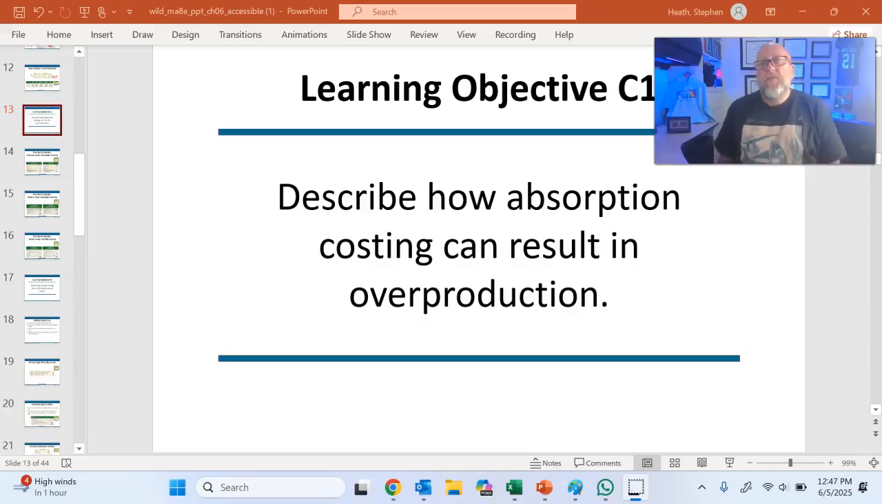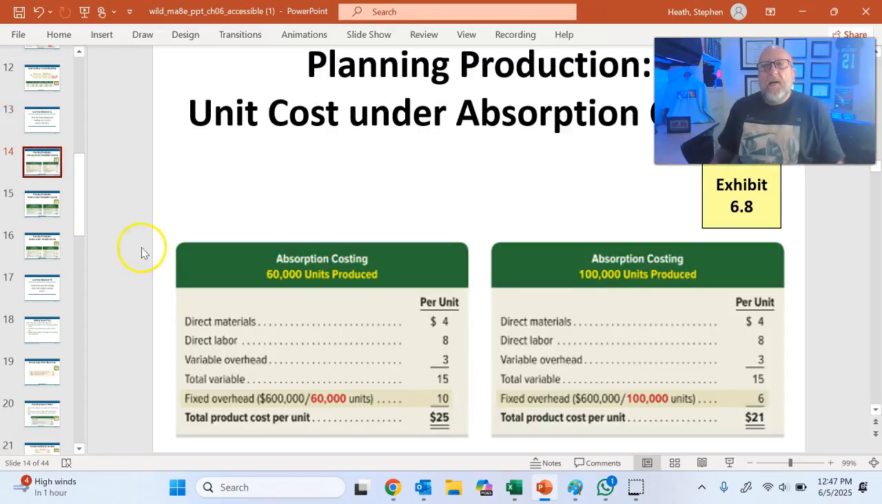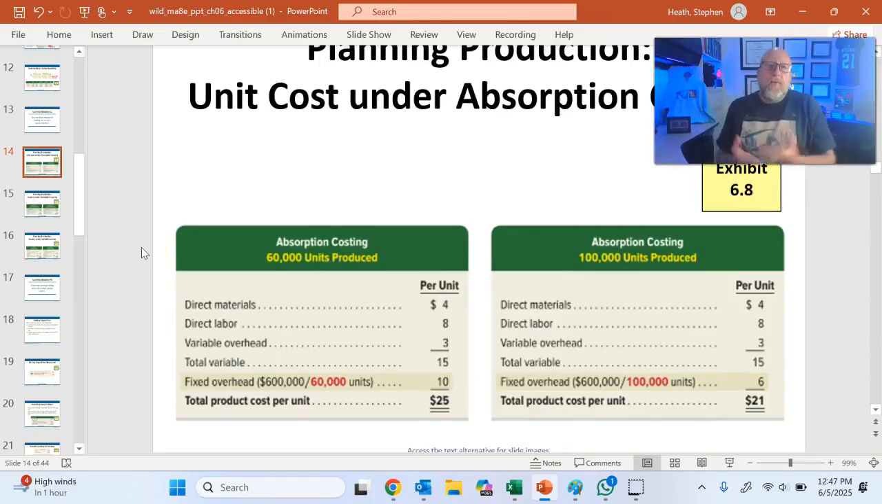Okay, in this video, I'm covering how absorption costing can result in overproduction. When I first learned about this, I was like, how is that even possibly the case? But as we go through it, I think it's going to make total sense. So this concept, right, where we're using absorption costing and somehow that methodology is going to lead us to produce more as a business, like more units than we actually need that we're going to sell.